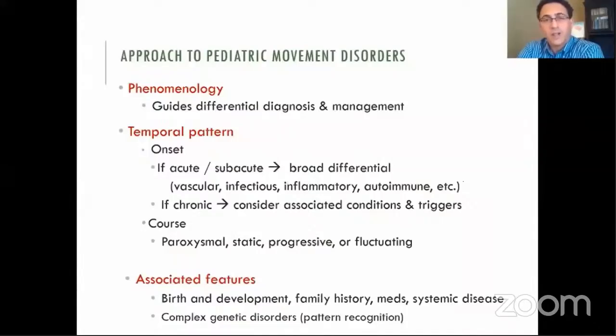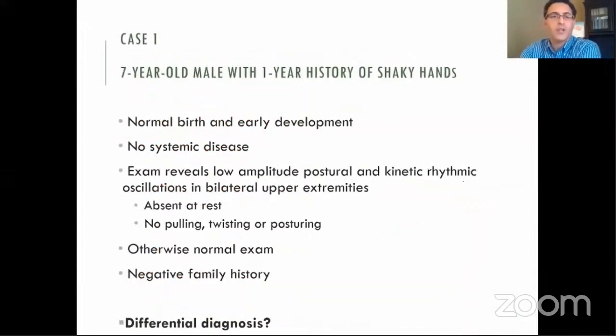Includes birth and early development history, family history, medication, presence of systemic disease. In case of complex genetic disorders, it's important to be aware of pattern recognition that can help with diagnosis. I'm going to start with case 1, the 7-year-old male with 1-year history of shaky hands.